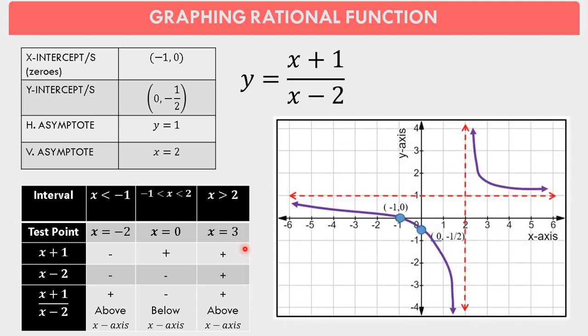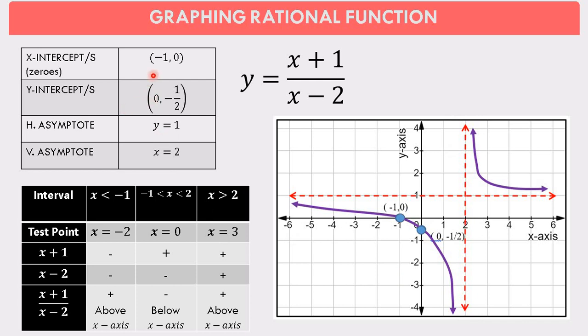So we can see it in the graph. The first thing to plot are the asymptotes. We will represent the asymptotes as broken lines. So we have the first asymptote, y equals 1, on the y-axis. Next, the vertical asymptote, x equals 2. So we have this vertical line.